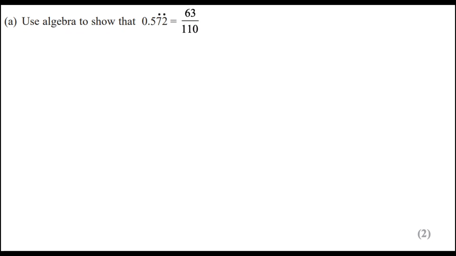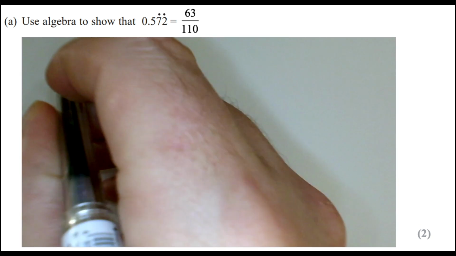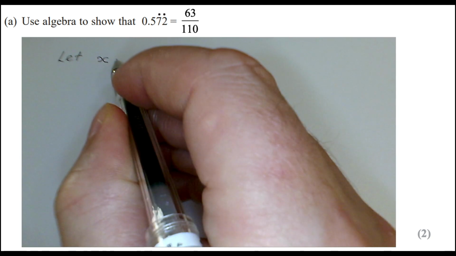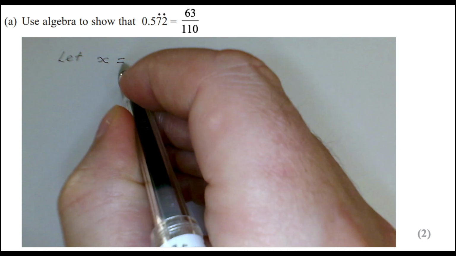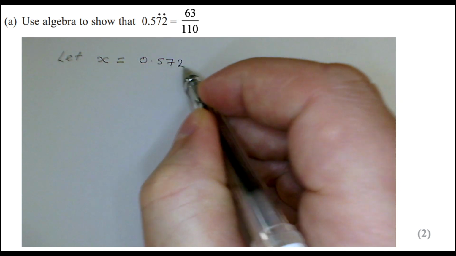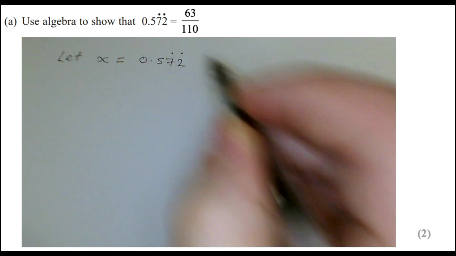These two dots above the 7 and the 2 mean recurring. So this number is actually 0.572727272 on forever and ever. So what I'm going to do is call this recurring decimal 0.572 the equivalent of a number x.